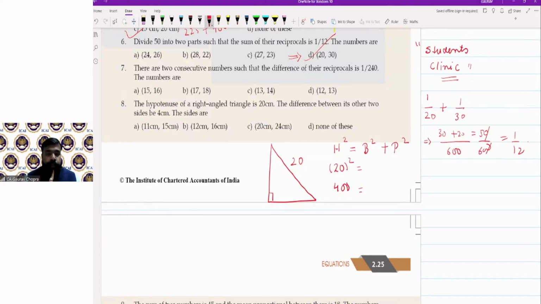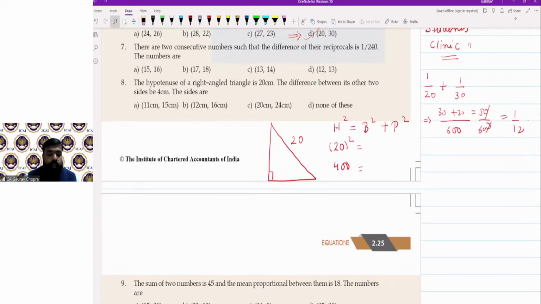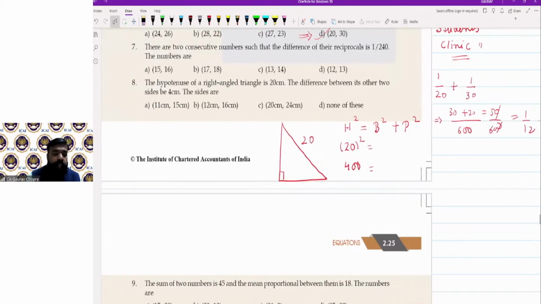Now try that option, जिसका square and sum कितना आ जाए 400. So we have to try that option. So option number A says 11 and 15. 11 square is 121, 15 square 225. But the total is not 400. Rejected. 12 square is 144, 16 square is 256, so total is 400. Option number B is able to satisfy the condition. So therefore, option number B is correct.